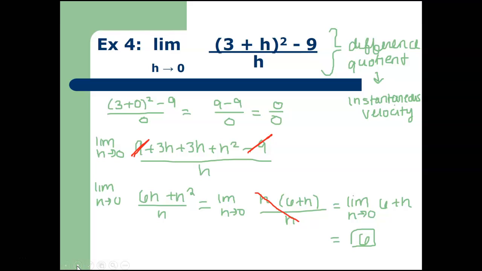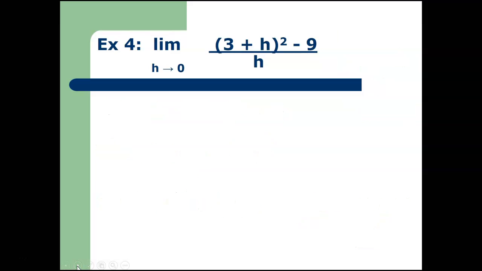If this problem had asked you to find the instantaneous velocity, you just found the instantaneous velocity at 3 to be 6. And this is on an x squared function. You'll see all of that soon. Okay?